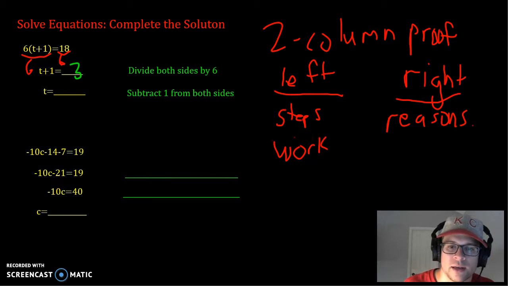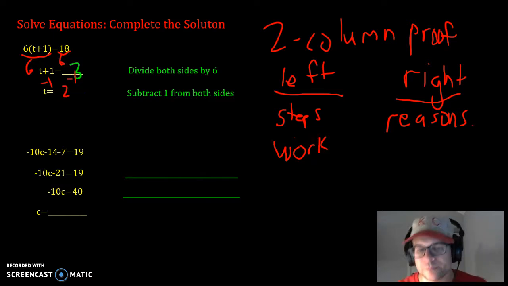So let's go ahead and do that. Minus 1. And 3 minus 1 gives you a solution of t equals 2.